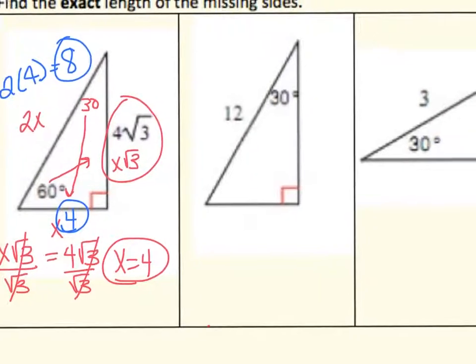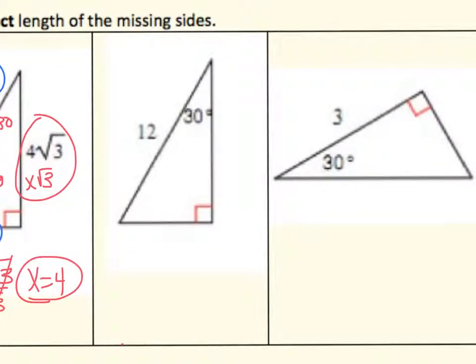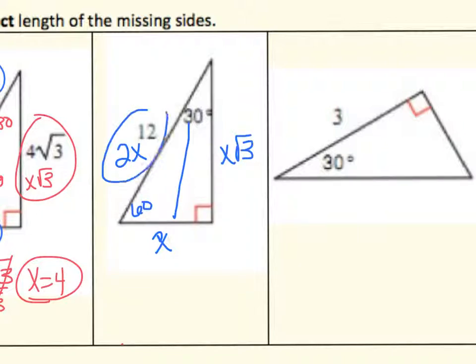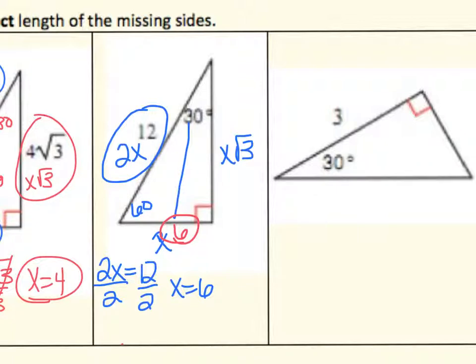All right, let's keep going. Again, I've got 2X on the hypotenuse, X across from the 30, and then X root 3 across from the 60. Okay, so this time I know the hypotenuse, I know 2X, so I'm going to say 2X equals 12, divide by 2, so X equals 6, so this leg is going to be 6, and then I'm going to put it in for this X here. So this side is going to be 6 root 3.